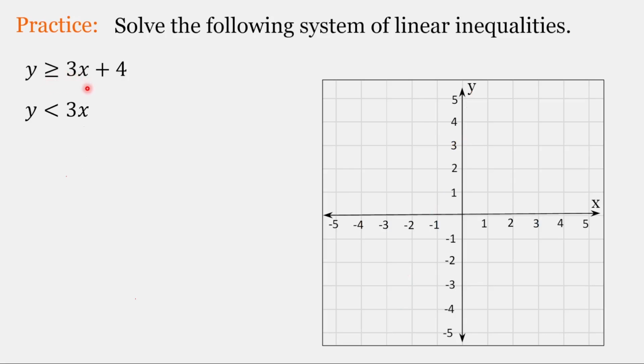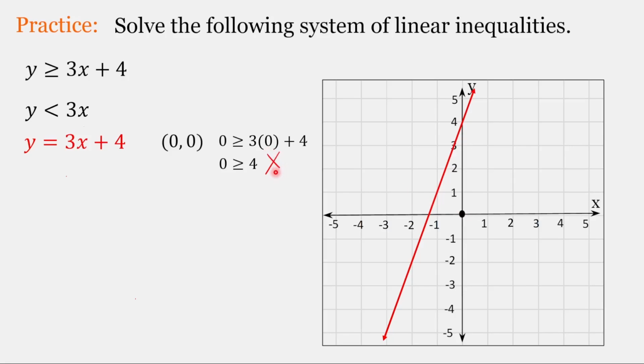Let's look at the first inequality. So our boundary line is y equal to 3x plus 4. We're going to graph that boundary line. It's a solid line. Let's try that origin again, 0, 0. That does not lead to a true statement. Testing the other side, we have negative 3, 0. And that results in a true statement. So we're going to shade up and to the left of the boundary line.